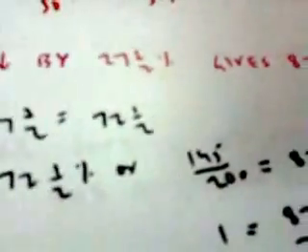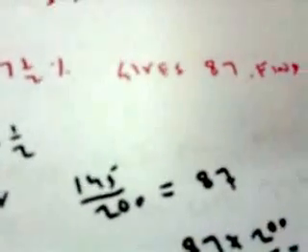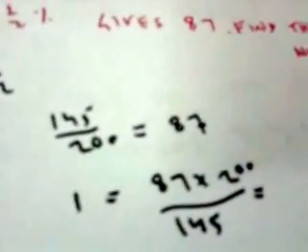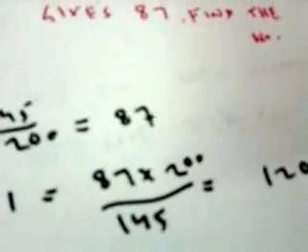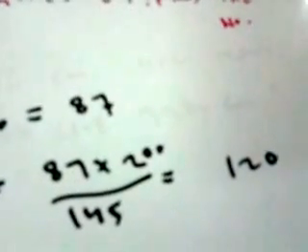72.5% or 145 by 200 of the number is 87. Therefore, the number is 87 into 200 by 145 comes to 120.